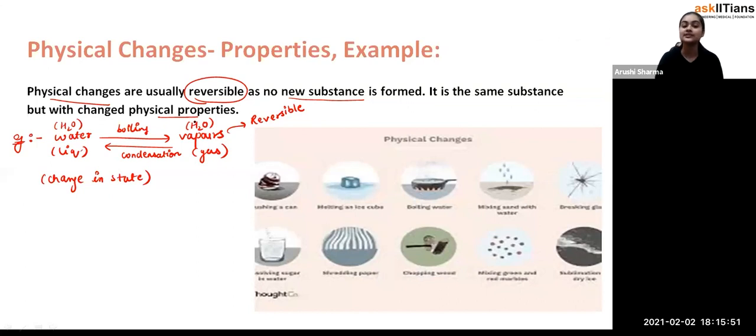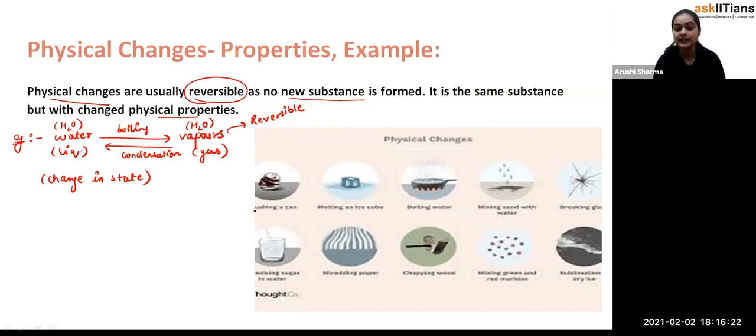Okay, so what we have seen is that physical changes are those types of changes in which physical properties change but chemical composition remains the same. And secondly, usually these are reversible in nature, and no new substance is formed from that. It's just that there is a change in the physical properties. Fine.